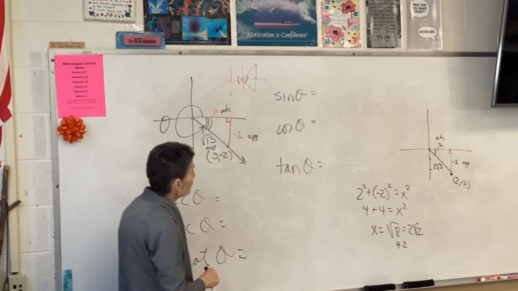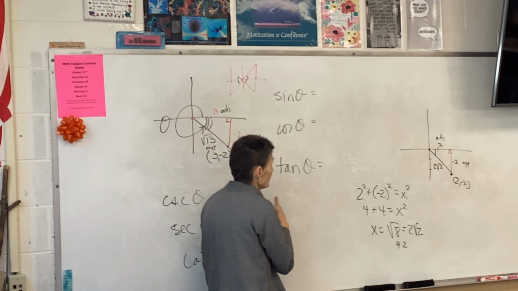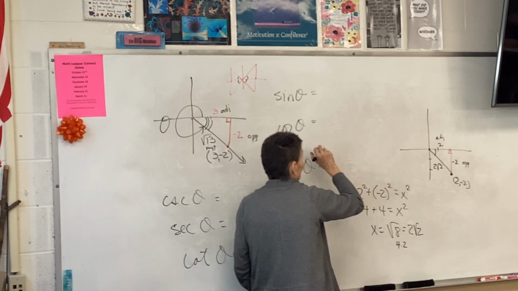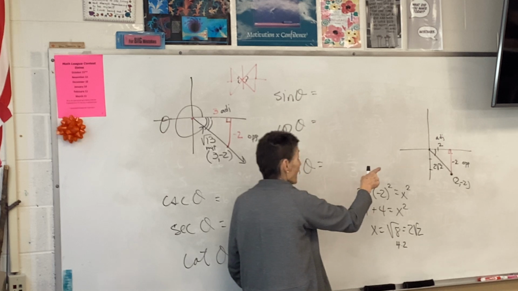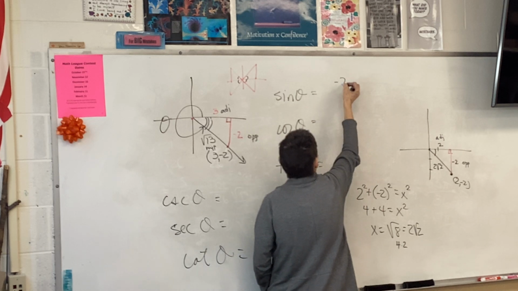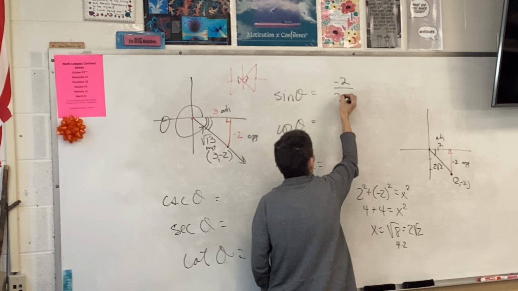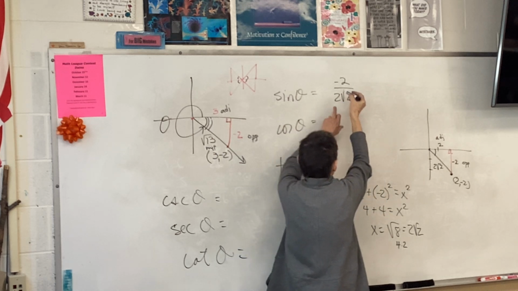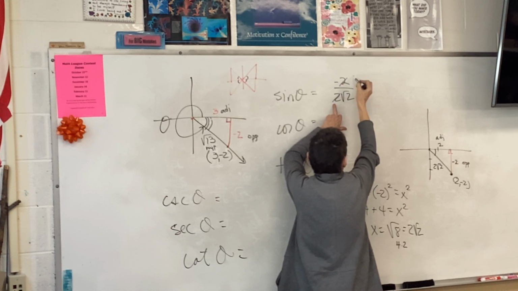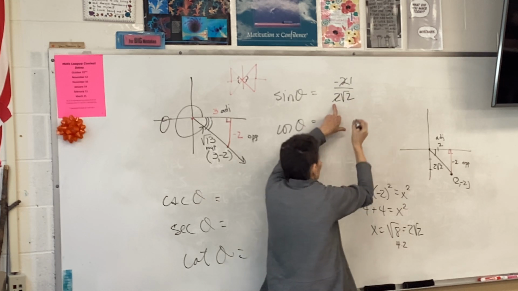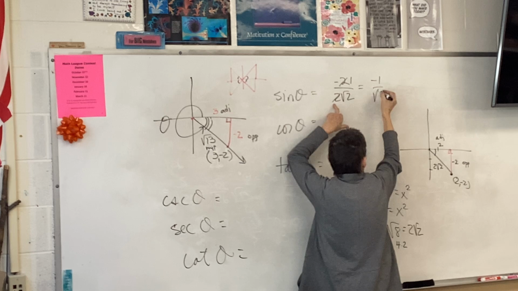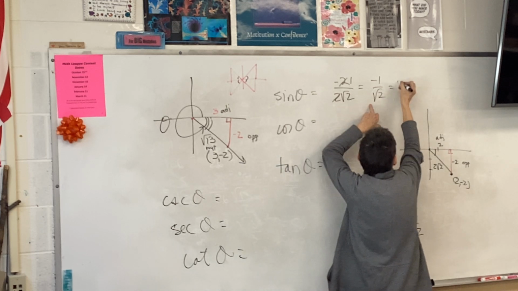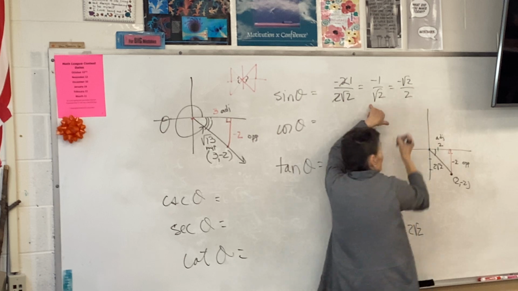All right, so now I'm going to fill in everything. So here we go. What's the sine? Negative 4 root 2 over 2. Okay, so the sine is going to be, watch this, negative 2 over 2 root 2. Now, guys, these are going to cancel. So we're going to have negative 1 over root 2, which is negative root 2 over 2.